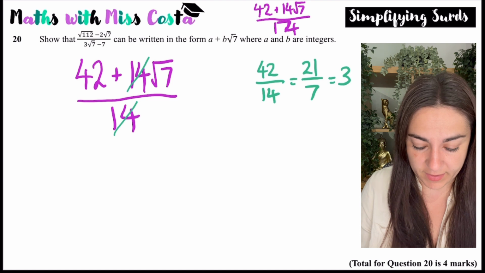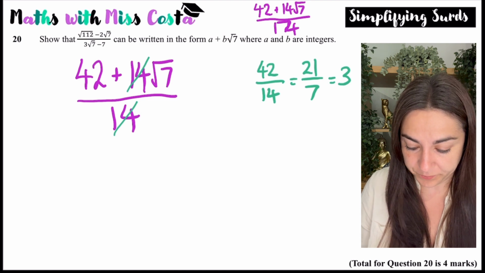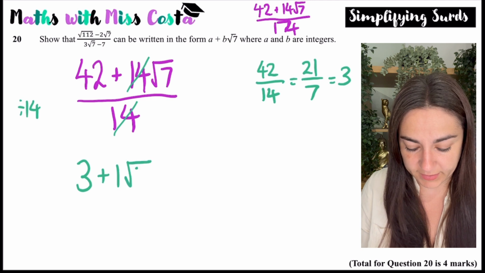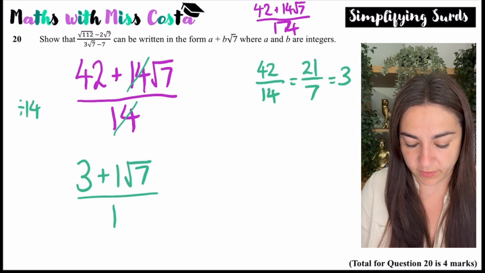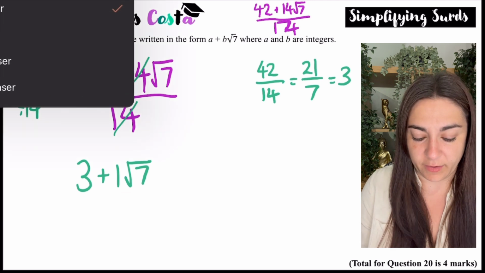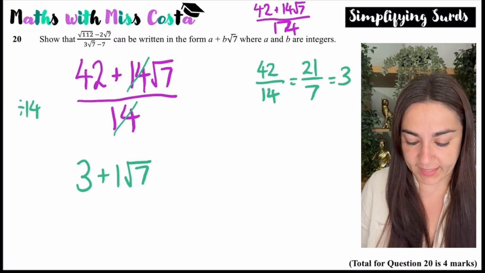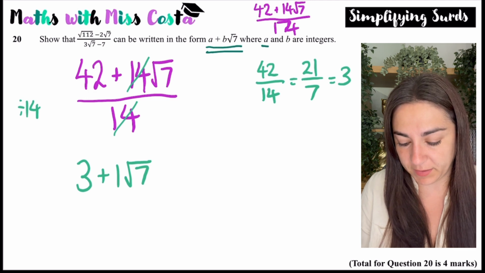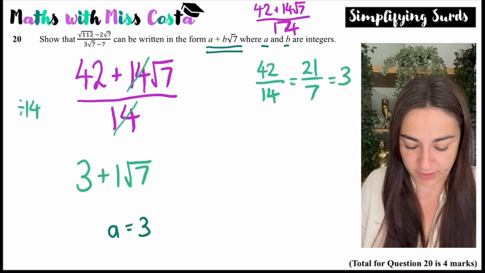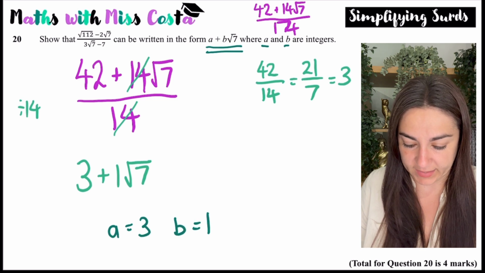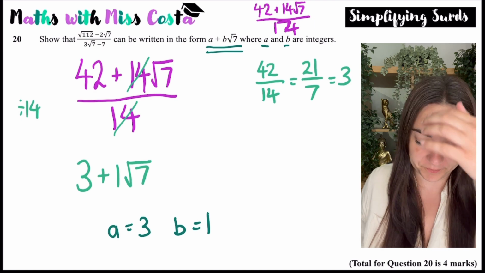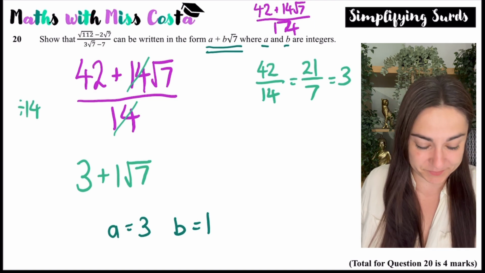So I know that if I divide by 14, I'd be left with 3 plus 1 root 7 over 1. I mean, it will cancel out. So it'd just be 3 plus 1 root 7. I've written 1 root 7 because it says give it in the form a plus b root 7, where a and b are integers. So if it wants an answer for b, the value of a is 3, the value for b is 1. But if you wrote it as 3 plus root 7, that would also be fine. So that's how we do that one.